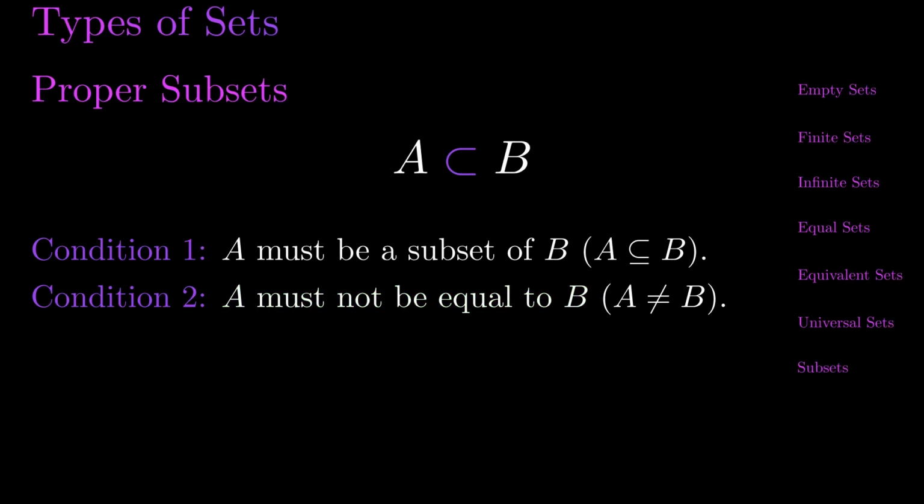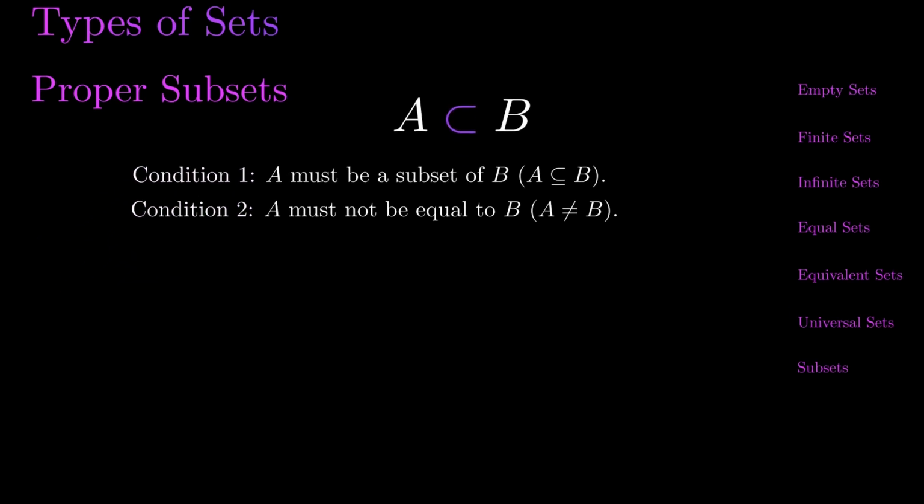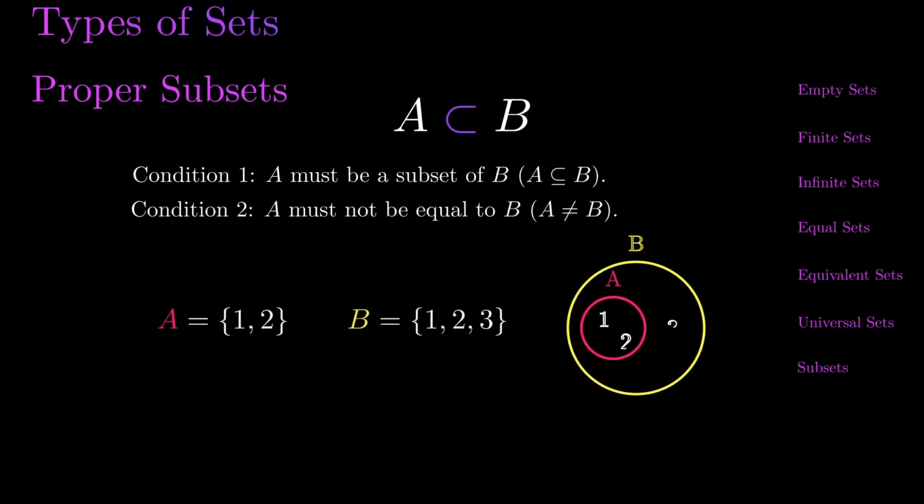In plain English, a proper subset is like saying, I, set A, am completely inside you, set B, but you are bigger than me. B must have at least one element that A does not. Let's examine our example closely. A equals 1, 2, and B equals 1, 2, 3.